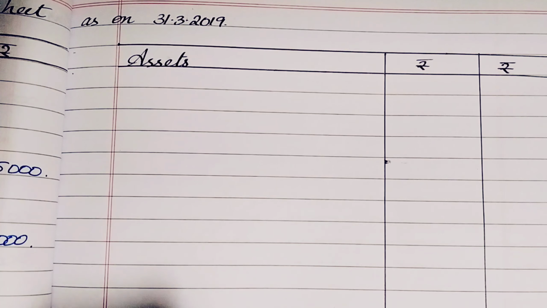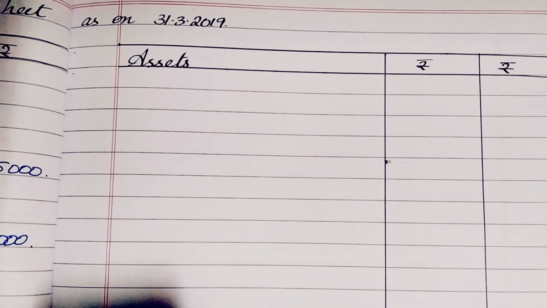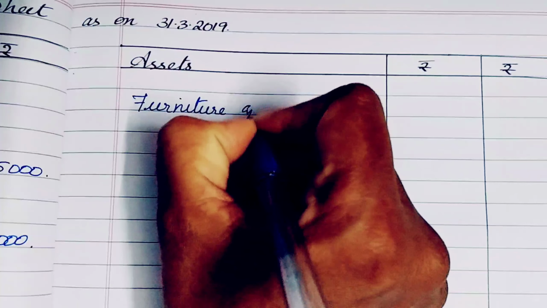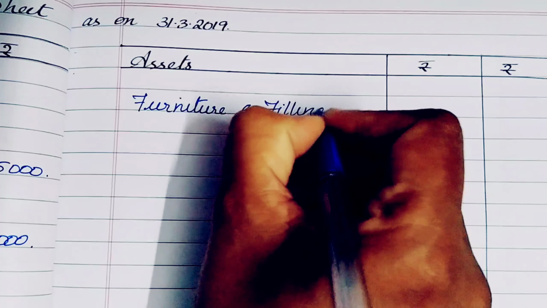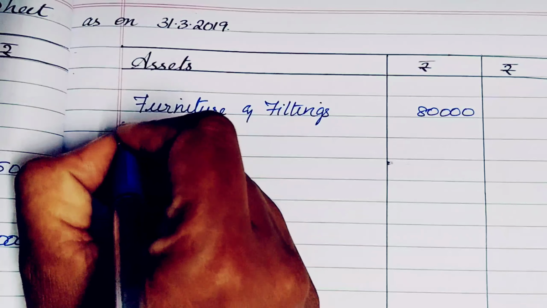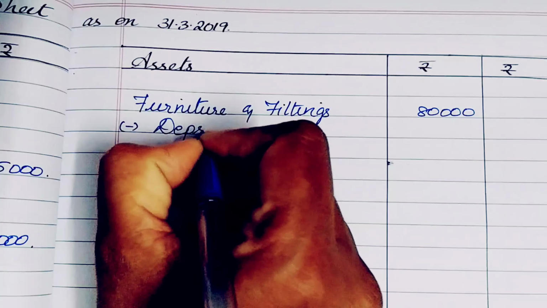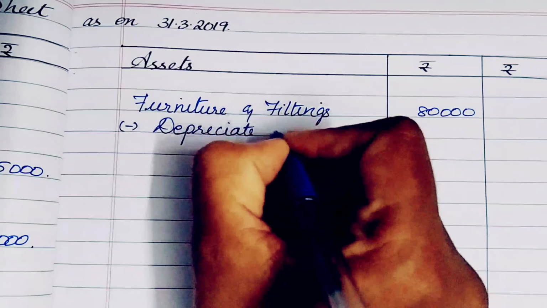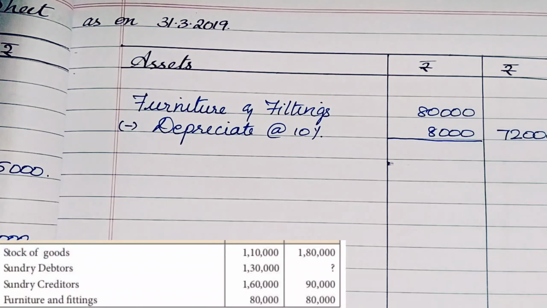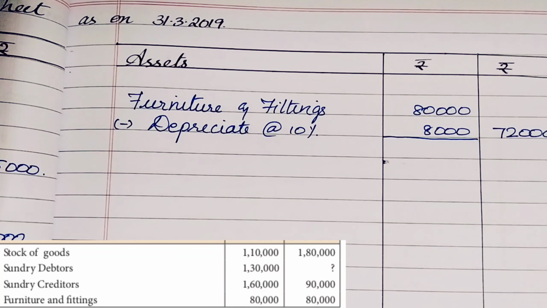So depreciate furniture and fittings. You would have remembered doing it in the profit and loss account. So first I will record furniture and fittings from the other information given. So furniture and fittings from the other information is 80,000. Now I'm going to less the depreciation of 10%. So depreciation at 10%, which we found out in the profit and loss account, is 8,000. So when you subtract it, you will get 72,000 in the outer column. So the depreciation adjustment is over.